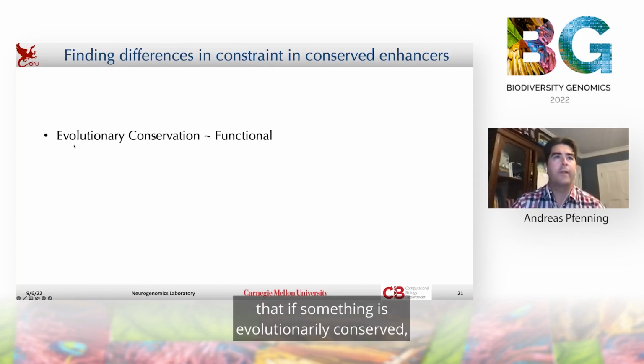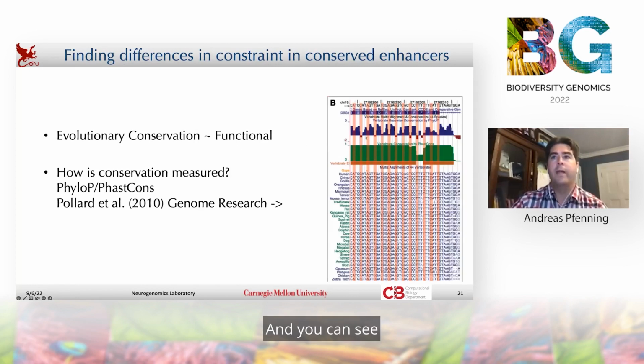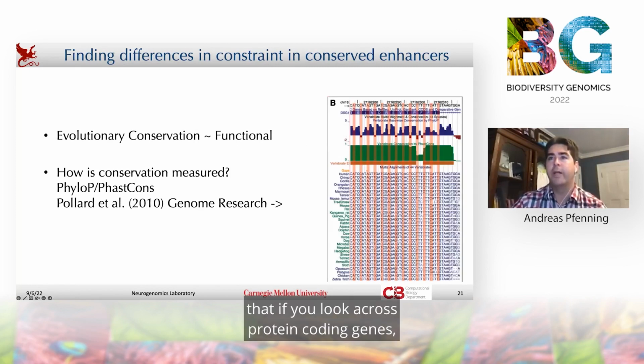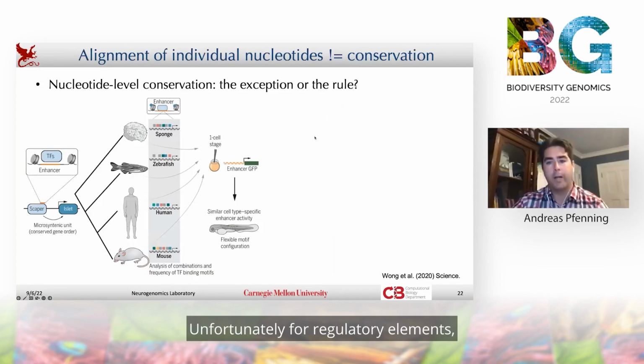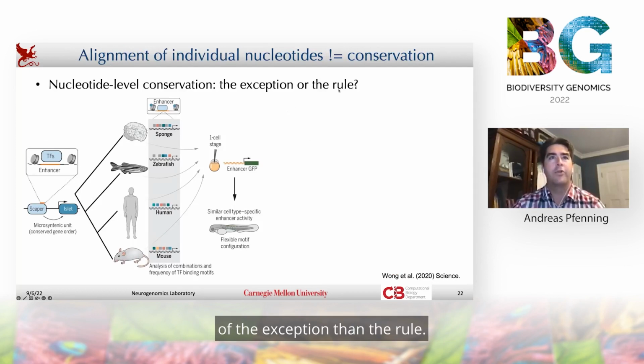Now, there's an assumption that if something is evolutionarily conserved, it's functional. And you can see that if you look across protein coding genes, even at base pair resolution, you can see highly conserved regions related to protein coding sequence. Unfortunately, for regulatory elements, this nucleotide level conservation is more of the exception than the rule.